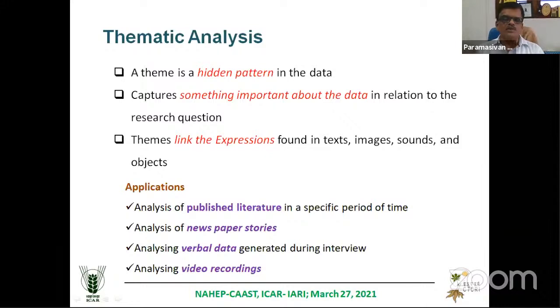You can do the thematic analysis, like one example is how the lockdown has impacted agriculture over a period of time. You can see lockdown 1, lockdown 2, lockdown 3, and unlock 1, unlock 2, unlock 3. What exactly happened? You can take the published papers, published sources. From there, you can do thematic analysis.